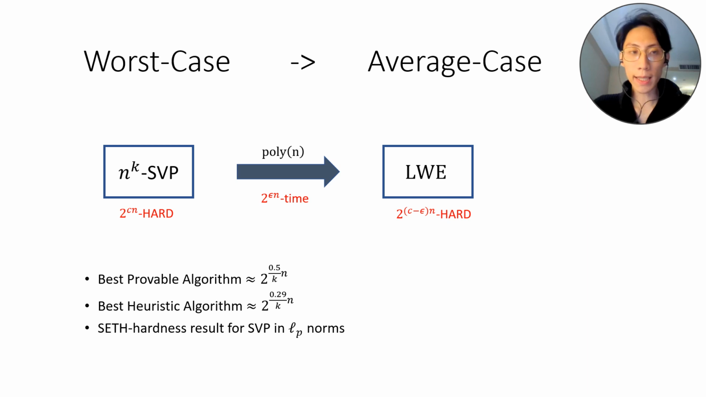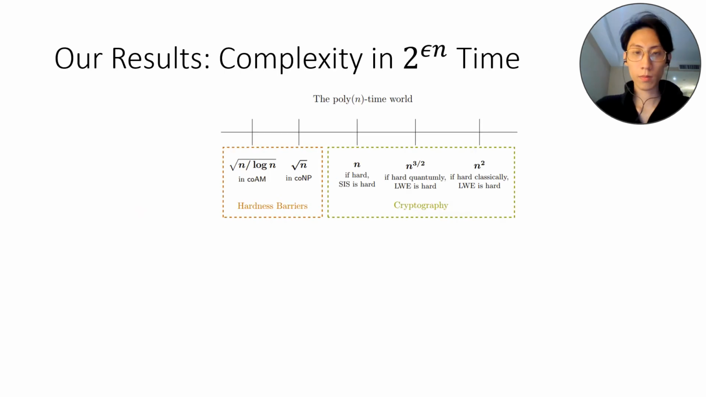And as we will see later on, we indeed obtain a stronger hardness guarantee as compared to the polynomial time reduction. Now this brings us to our results. Here are the known results that run in polynomial time. The protocols on the left have polynomial size witness and polynomial time verification. The worst-case to average-case reductions on the right also run in polynomial time.